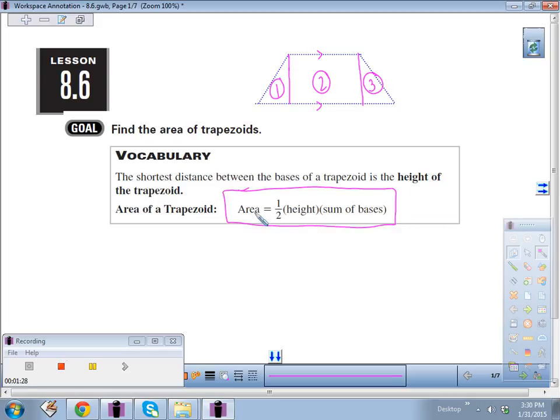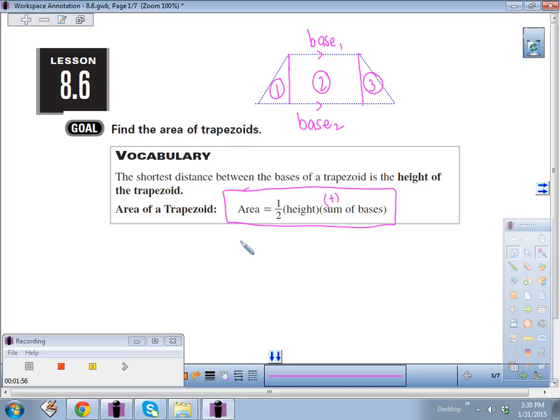So the area is always 1/2 the height of the trapezoid. So remember, you're looking for that 90 degrees when you're looking for the height. And then you're going to take the sum of the bases and multiply it by that. So the sum of the bases means to add, and so we'll add the bases. So remember, this is a base and this is a base. The parallel sides of a trapezoid are called the bases. So there's two of them.